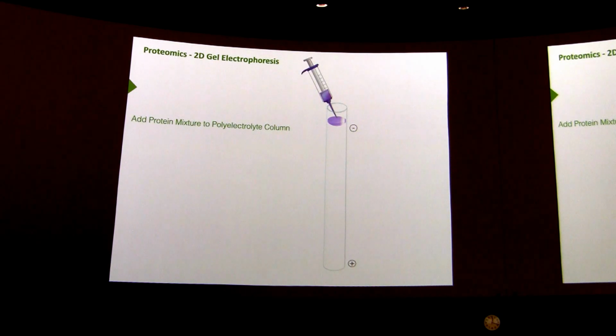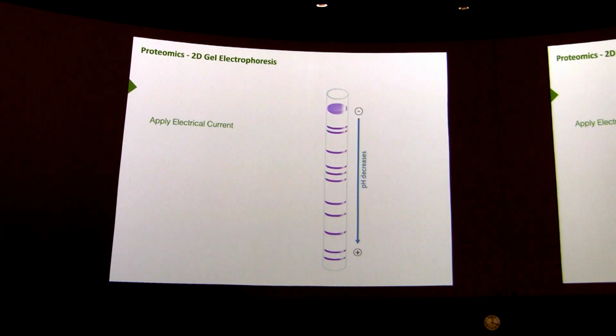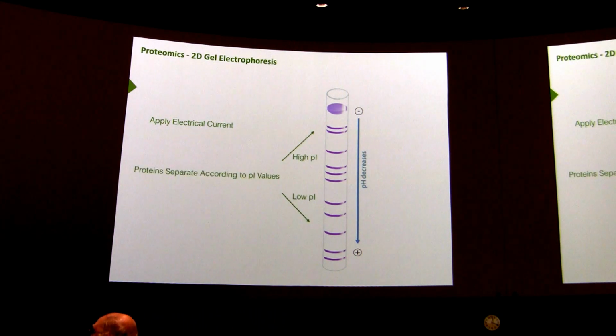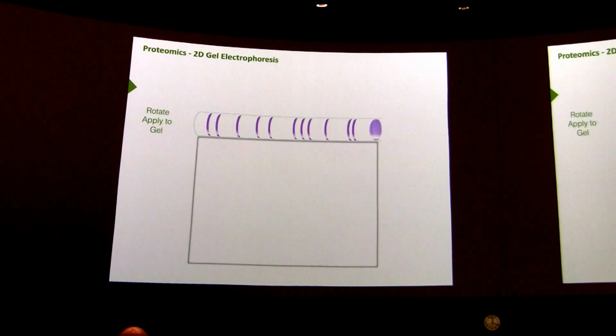So let's start. We've got a mixture of protein, and we want to do 2D gel electrophoresis. The first step of the process involves separating all the proteins in the mixture by their PIs. You've seen this. I apply the voltage. I get bands corresponding to that. In this case, I've got pH decreasing, so I'd have 14 at the top and I'd have 0 at the bottom. Okay? High PI, low PI.